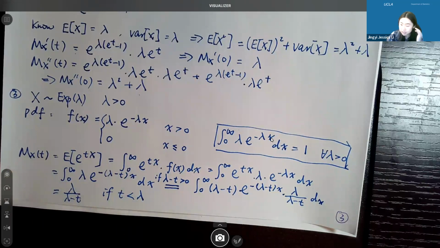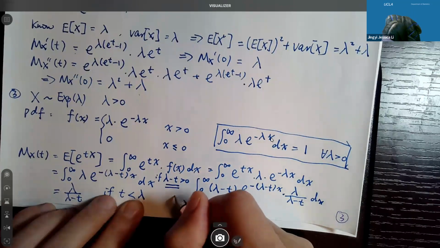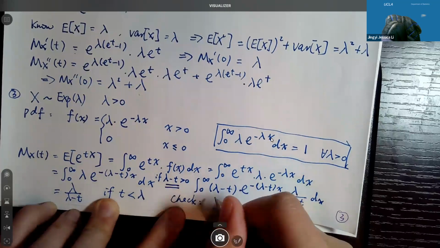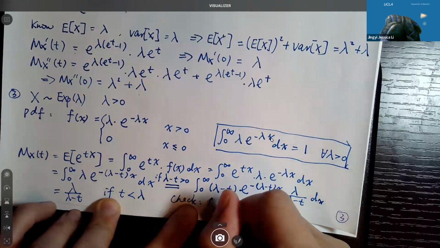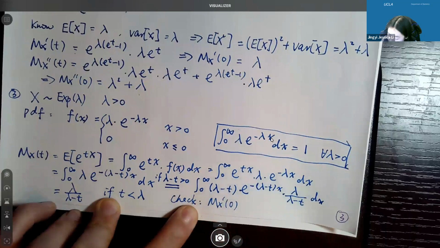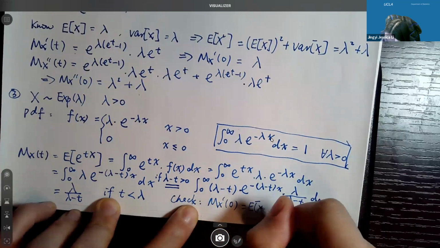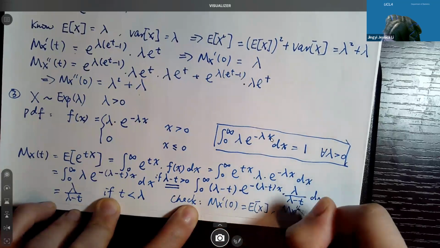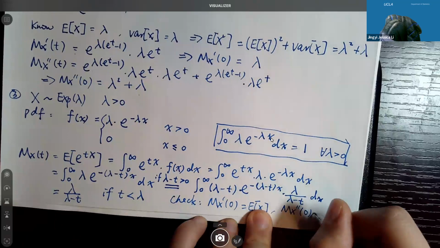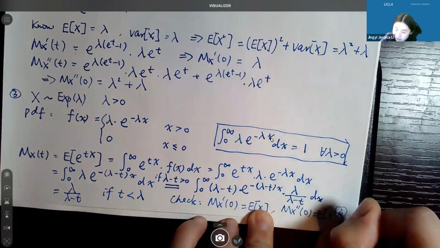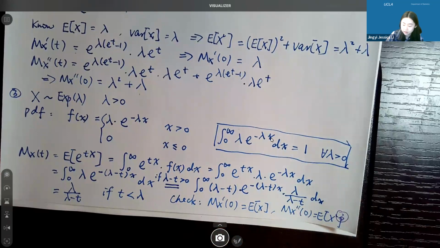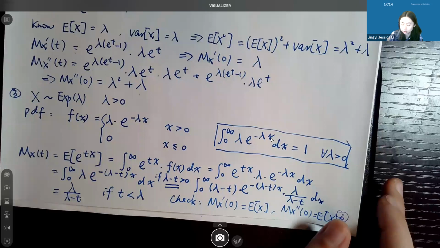Okay, so for this, I will just leave it for you to check that this moment generating function still gives me the correct moments. So just take this as an exercise. Check that the first derivative of M_X at 0 is equal to the first moment, and this is equal to the second moment. So use this as an exercise to check it yourself. All right, that's the third example, exponential distribution, which is a common continuous distribution.